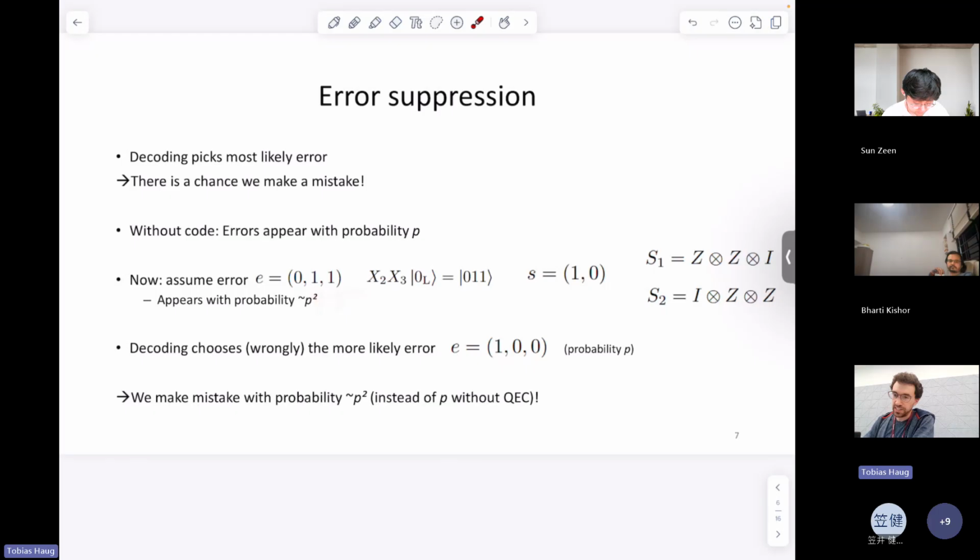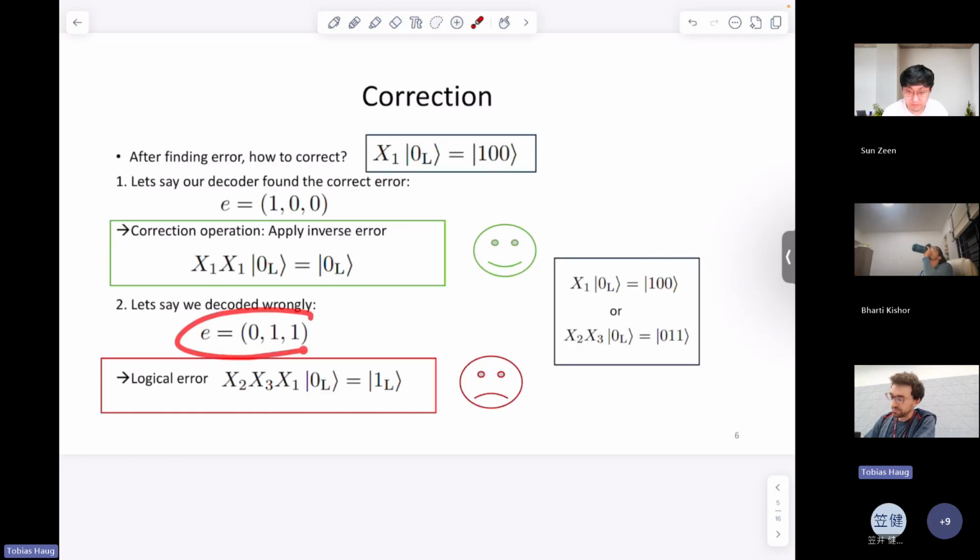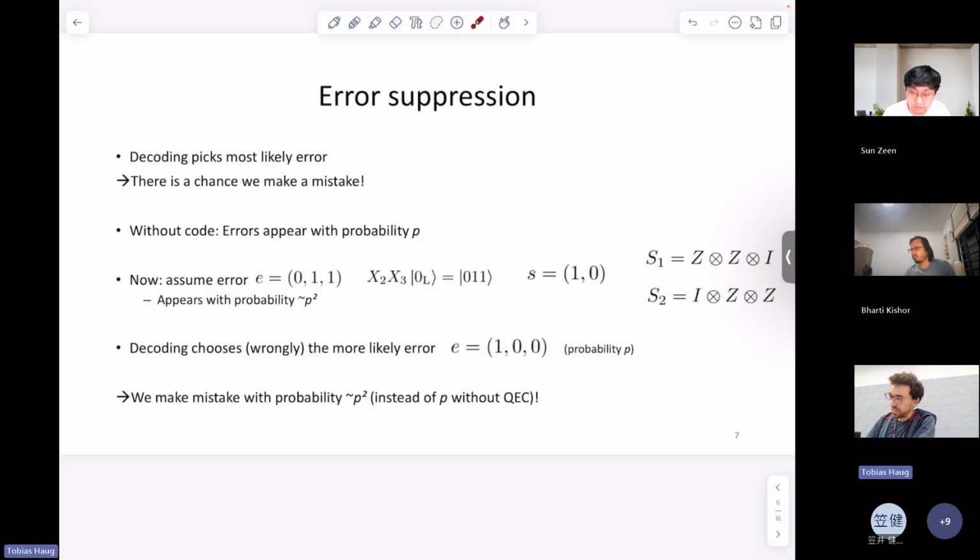Now, if we apply our most likely decoder, we try to fix it using this error vector here. We make a mistake, right? Because as we showed before, we pick the most likely error, and this will then induce a logical error. Yes, because we assume the correction will be the most likely operation, which is the one with the one error, because that's probability P. Okay, so that means with decoding, we make a mistake with probability P squared.